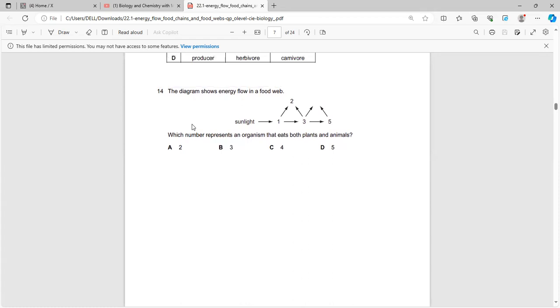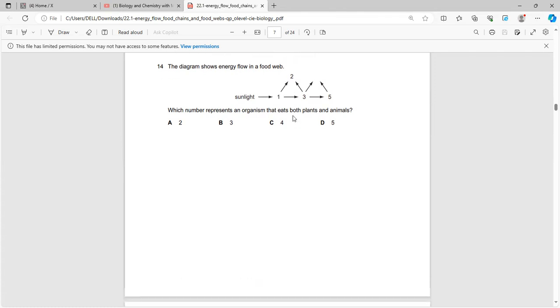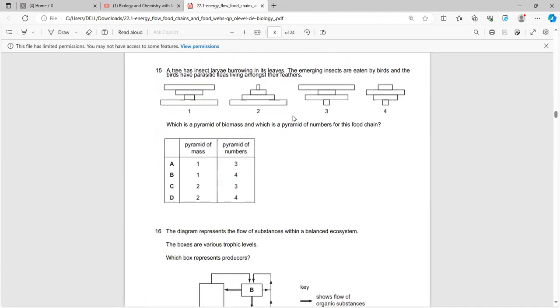In question number 14, they ask us about an organism that eats both plants and animals. That will be number 2, because this is the herbivore, and 2 obtains energy from both 1 as well as 3. Now in question 15, as I told you before, the pyramid of biomass and the pyramid of numbers are completely opposite to each other. So naturally, you can see that option 2 and 3 are completely opposite to each other. So we can just select option C, but I'll tell you the reason behind it as well.